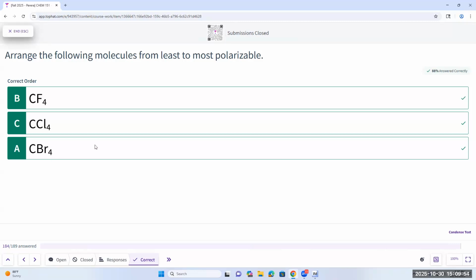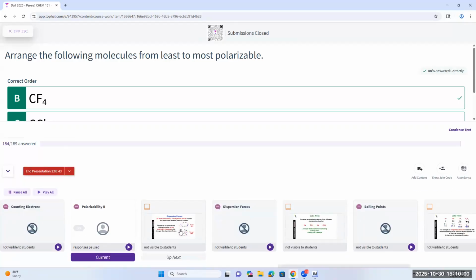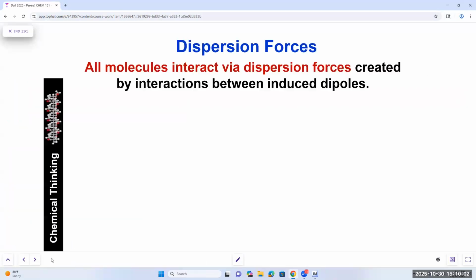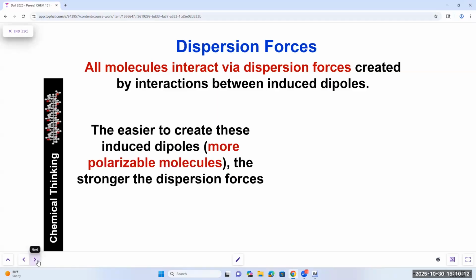And the CBr4, on the other hand, has the highest number of electrons and it is the largest, therefore it's going to be the most polarizable. And the connection to dispersion forces, we already discussed this. Dispersion force strength depends on the polarizability. Let me show you an example.